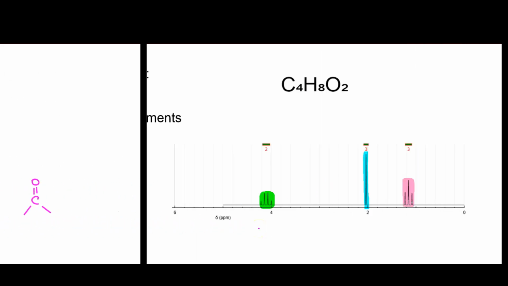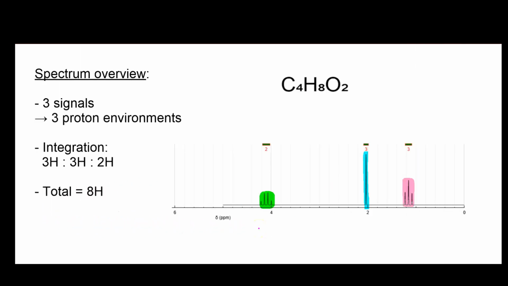Now, let's look at the spectrum. There are 3 signals. 1, 2, 3. So, there are 3 proton environments. The integration is 3 hydrogens, 3 hydrogens, and 2 hydrogens, giving a total of 8 hydrogens. This matches the molecular formula.